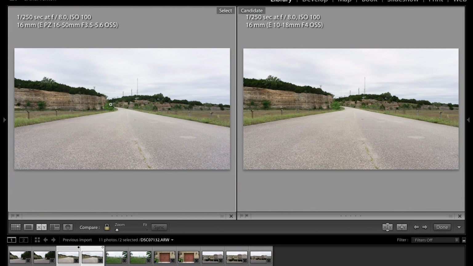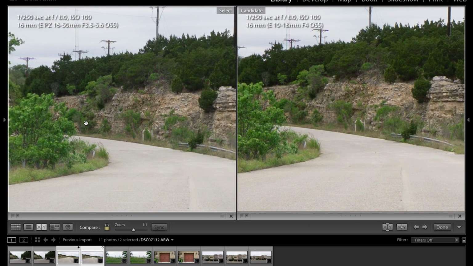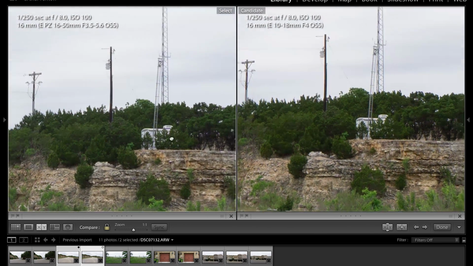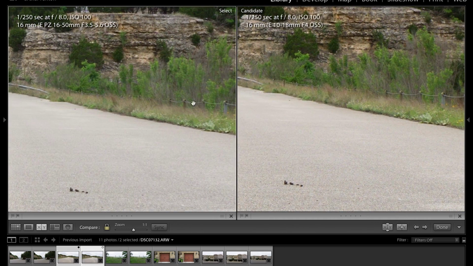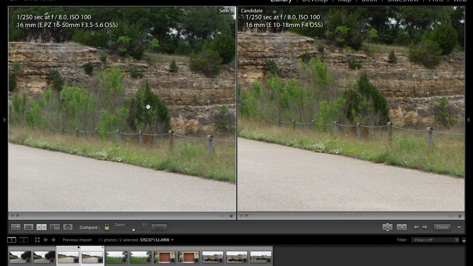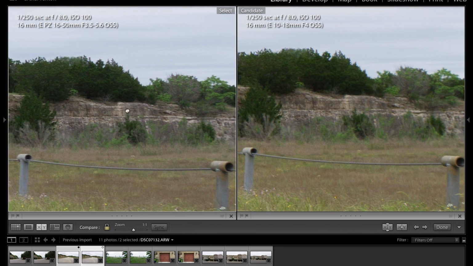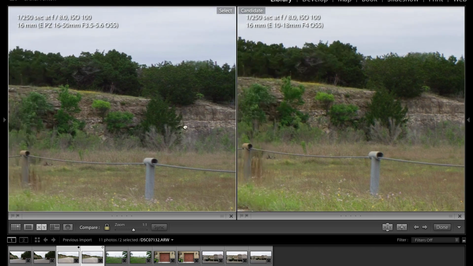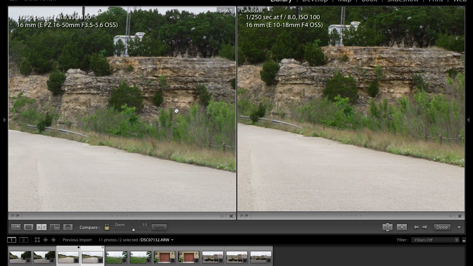Next two shots here, so we have some rock walls in the distance. Let's take a look at the center. Okay. Again, very close. Hard to tell which one is sharper just based on this. About the same. Let's look at the corners. Even the corners in this one, almost identical. Yeah, this one is a tie, I think.